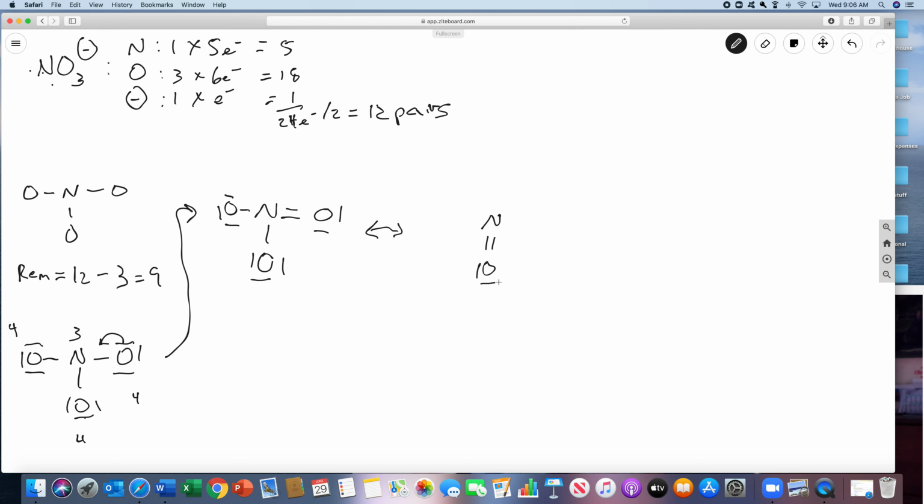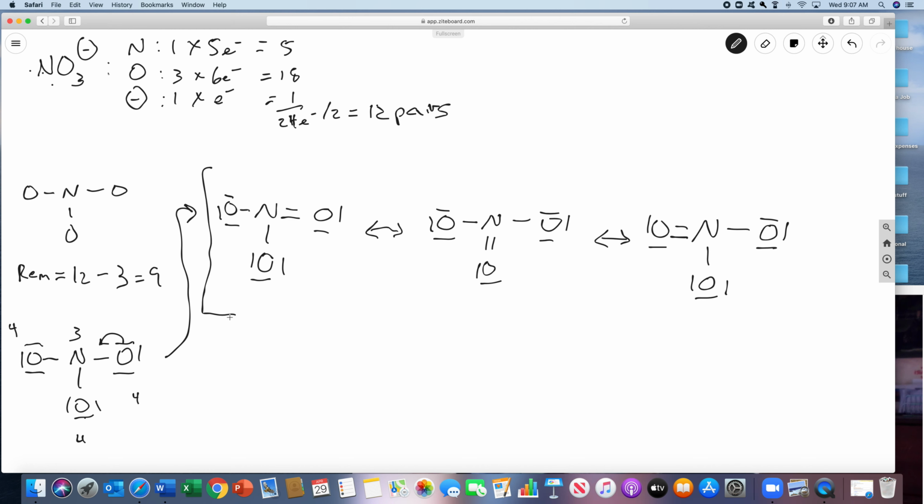So this has the double. The single has 3 unshared pairs. And then we have a third structure where the double bond could be on the left. So we'll put the double bond here. It doesn't matter where on the atom you put the unshared pairs, because realistically. All right, so those are the 3 possibilities. Put the whole thing in brackets and put a negative on the outside.